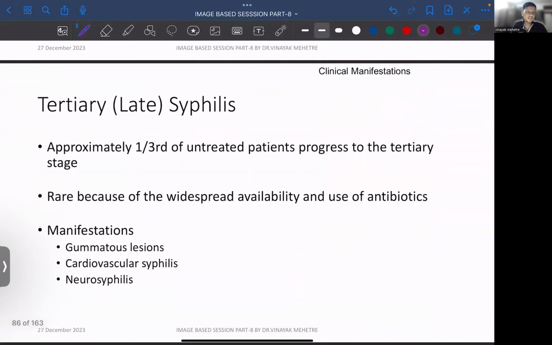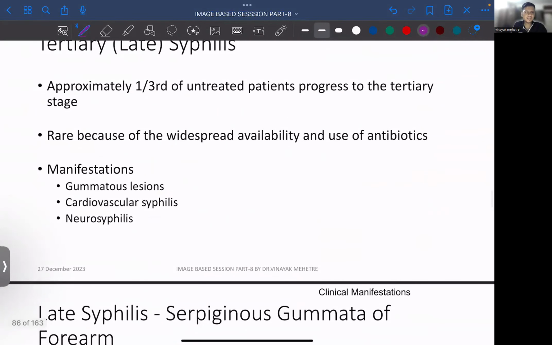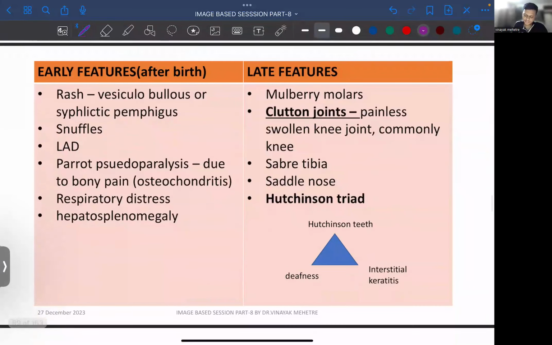Yes, correct. Then we come to tertiary syphilis. What we are going to see, it can involve anything. We will see a Hutchinson triad: Hutchinson teeth, deafness, and interstitial keratitis. Interstitial keratitis, eye involvement, will be seen in late syphilis.